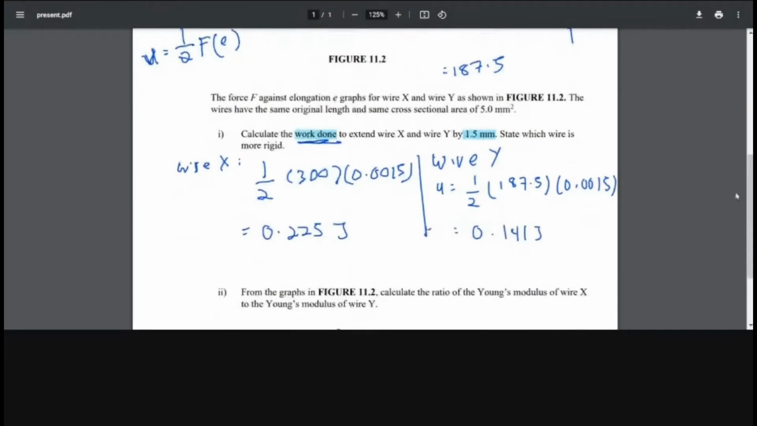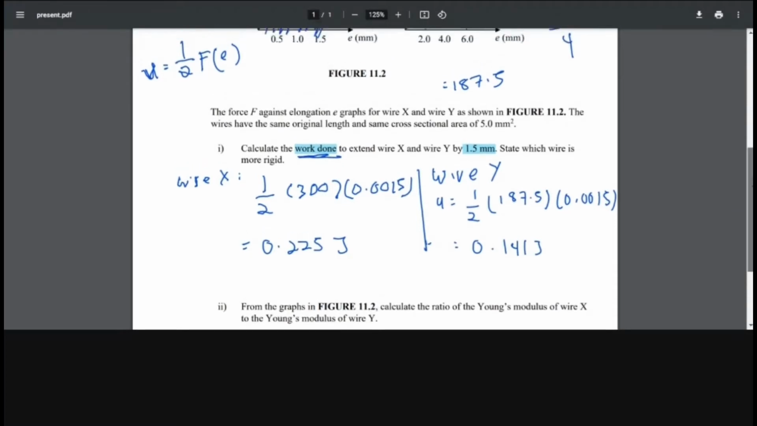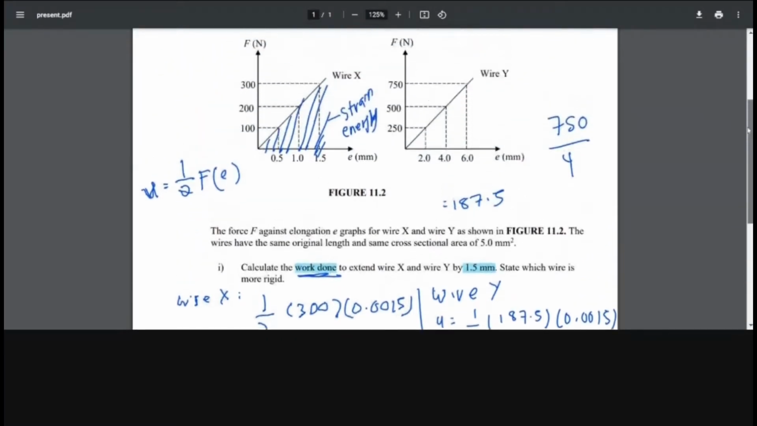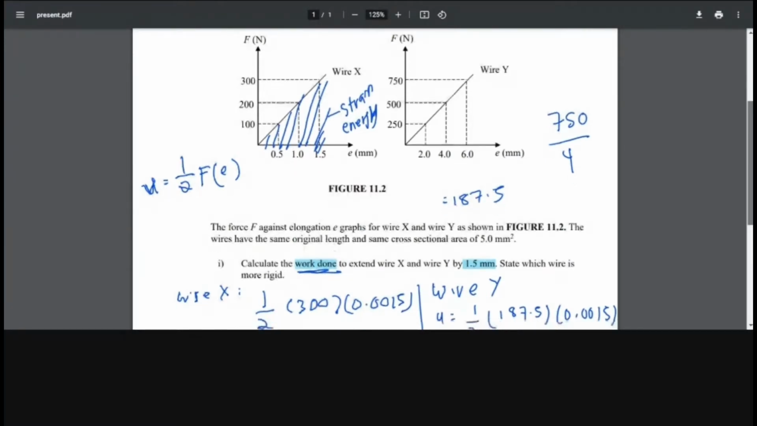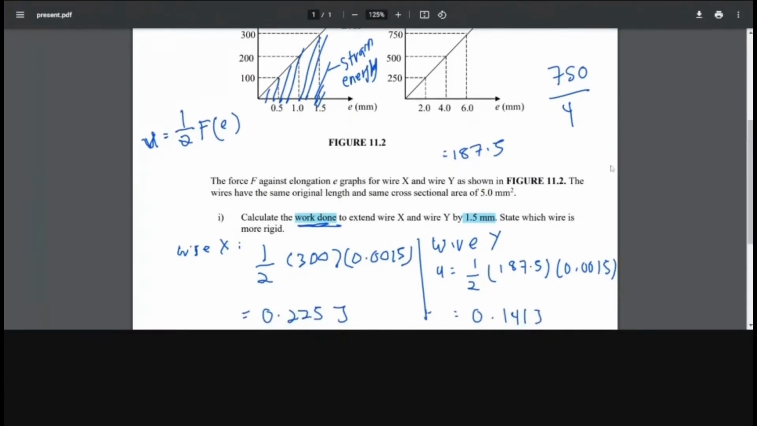0.0015. Lepas tu kita akan dapat 0.225 joules. Okay, untuk wire Y pula. Untuk wire Y, dia sekarang ni dia bagi 6 mm and 750 force Newton. So sekarang ni kita kena cari kat dalam 1.5 mm.